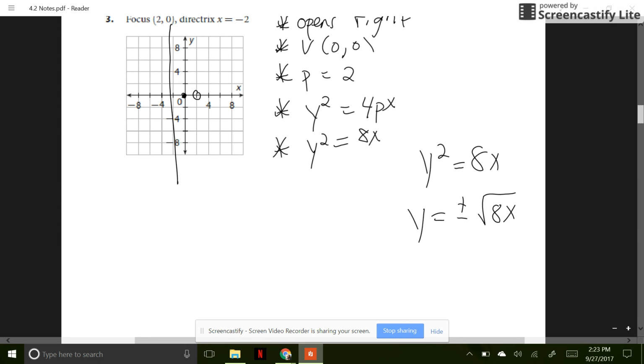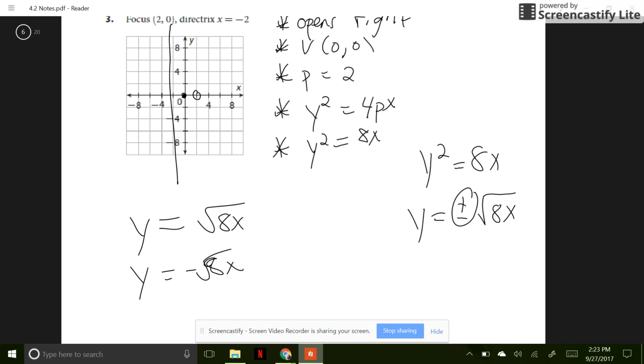Well, we can't really put that into our calculator. You actually have to put in two separate equations based on your plus or minus. So you should put two equations into your calculator: y is going to be positive square root 8x, and y is going to be negative square root 8x. So when you do these horizontal parabolas, you will have to put in two separate equations each time.